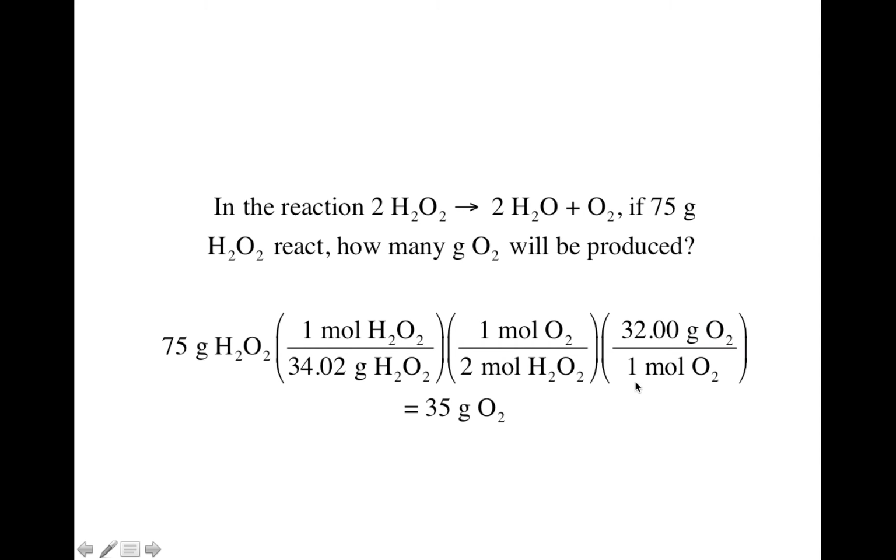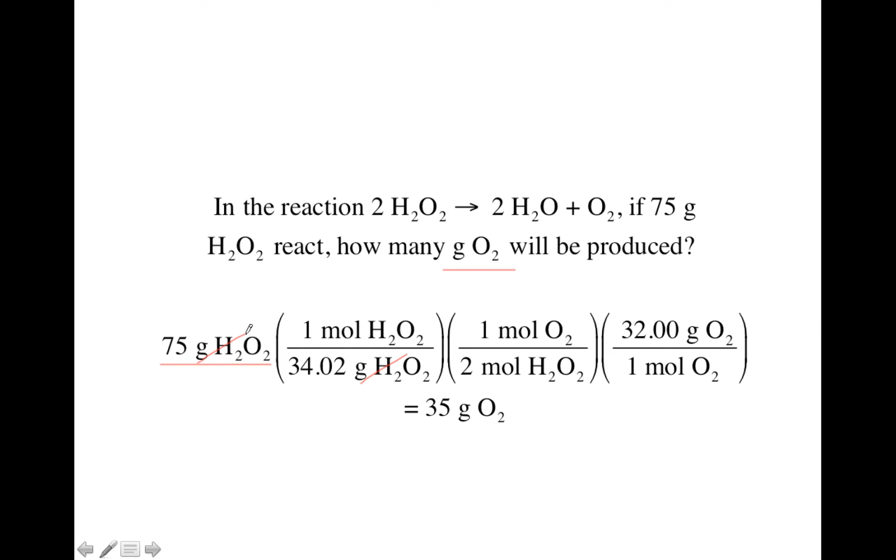So here's an example. In the reaction, 2H2O2 goes to 2H2O plus O2, if 75 grams H2O2 react, how many grams of O2 will be produced? They gave us the grams of H2O2, so that's going to be our known. And we're trying to calculate the grams of O2, so O2 will be our unknown. First thing you'll do is write down the grams of your known, 75 grams H2O2, and convert it to moles using the molar mass.